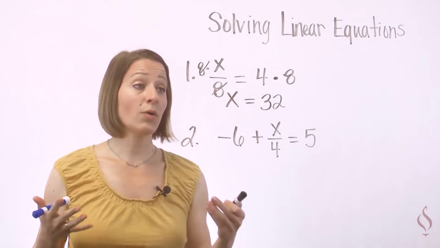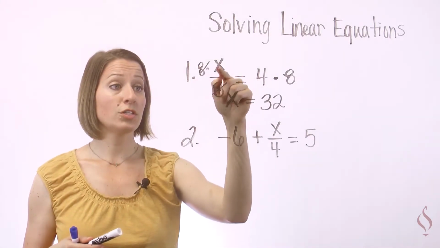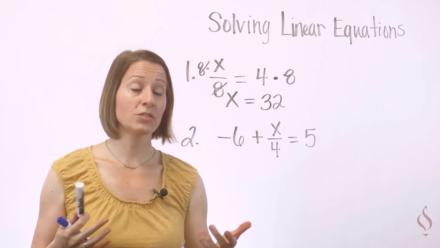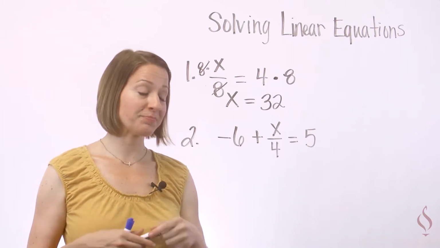Now this one's a pretty simple one to check. We're saying x is 32. If we check our answer, 32 divided by 8 is, sure enough, 4. All right, so let's move on.